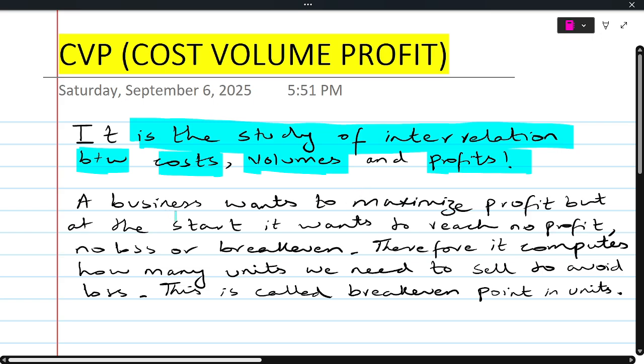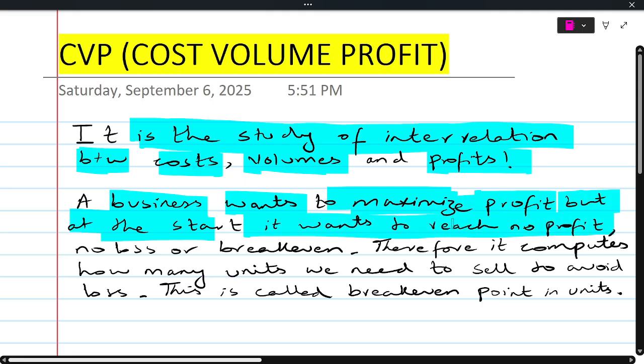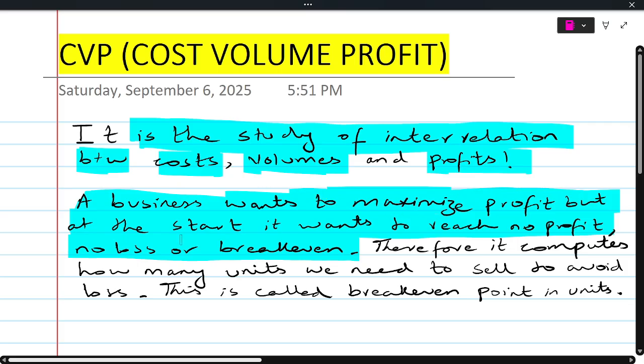Now, whenever you talk about the business, you know that every business wants to maximize the profit, but at the start, it wants to reach no profit, no loss, or what we call the break even point. Every business wants to maximize their profit. That is true. We all can agree on that, right? But at the start, no one has the objective to make profit.